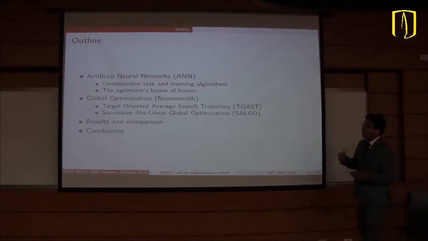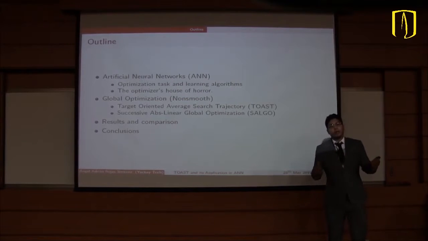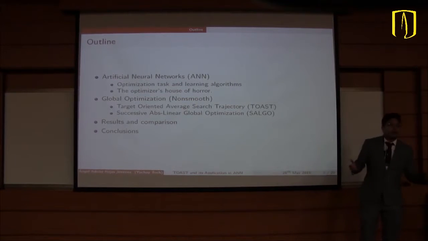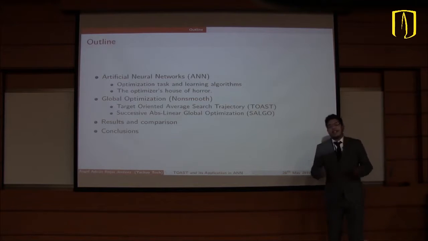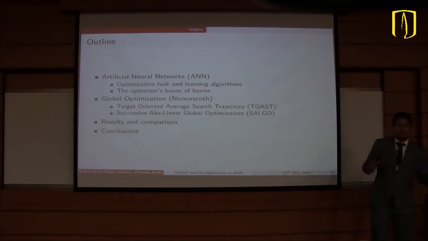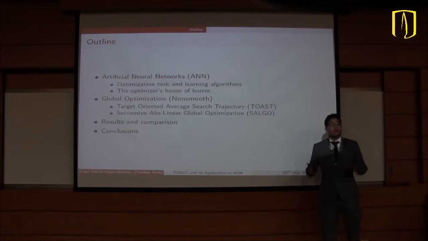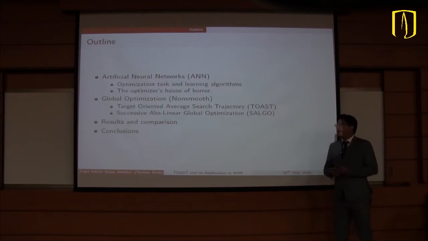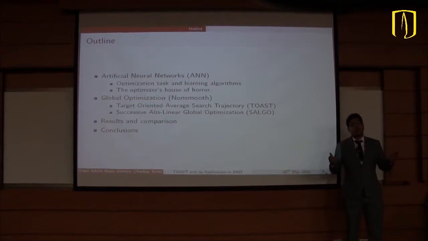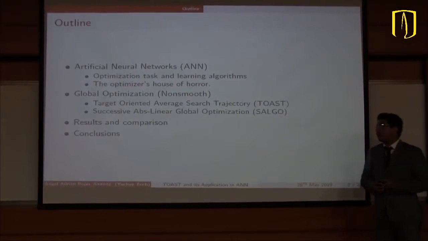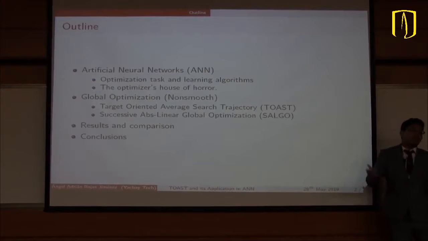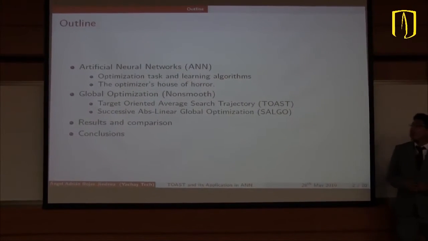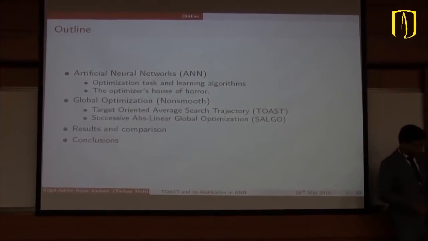So, I'm going to present the usual model of artificial neural networks, the optimization task and learning algorithms related to the problem of minimization of this model, and the optimizer's house of horrors that comes from the model that we want to minimize. Then I will present what is a global optimization problem, and then our formulation of this novel trajectory to reach a certain global minimum, and some approximations that we do to approximate the prediction function, and this algorithm we call it cycle, that is related to the Abs linear form and the global optimization. Some results and comparisons and some conclusions.